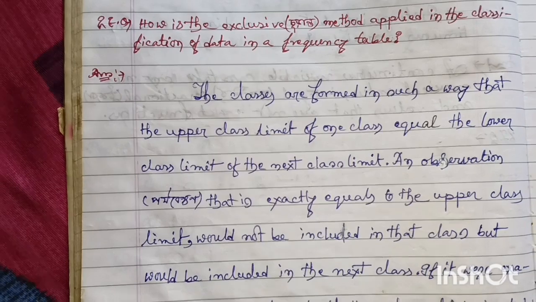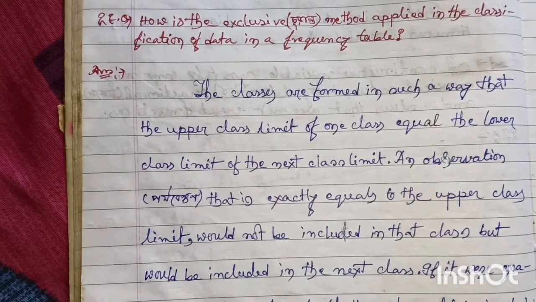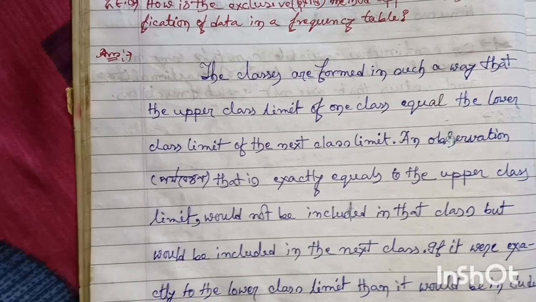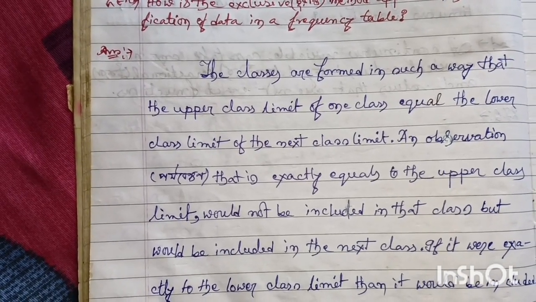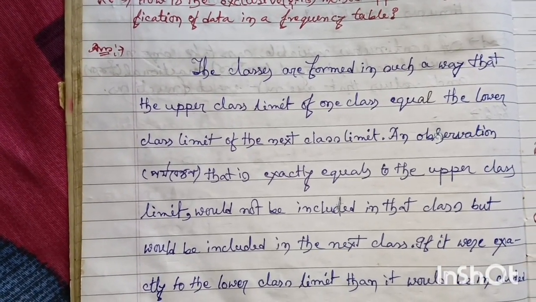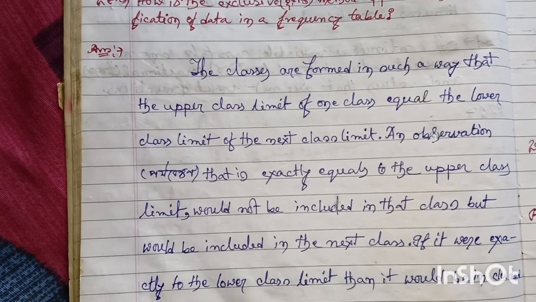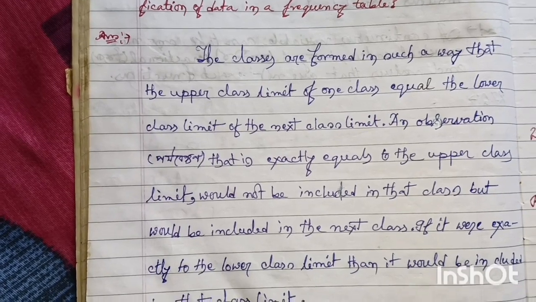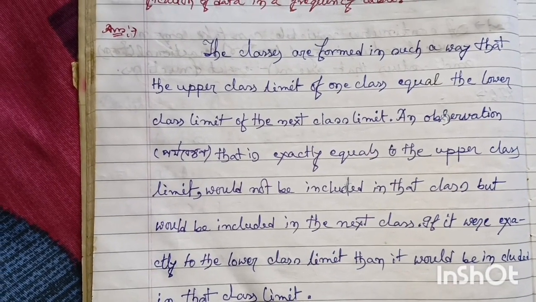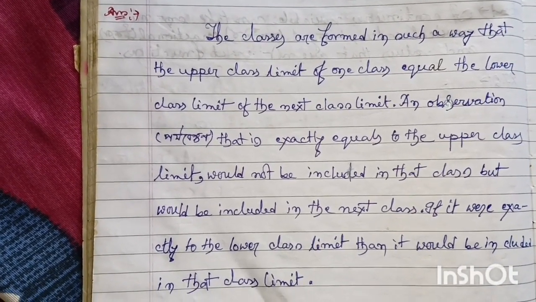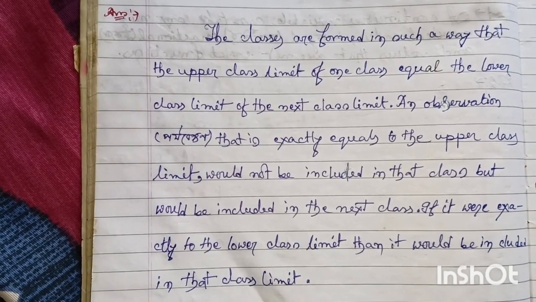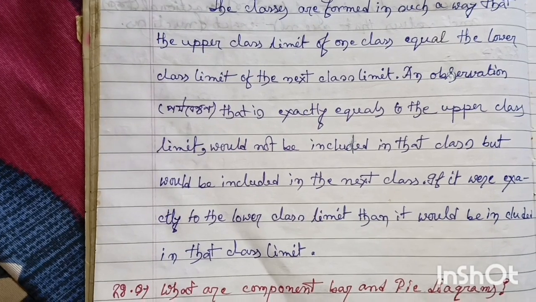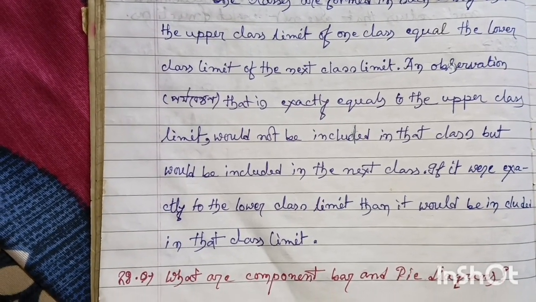The classes are formed in such a way that the upper class limit of one class equals the lower class limit of the next class. An observation that is exactly equal to the upper class limit would not be included in that class but would be included in the next class. If it were exactly equal to the lower class limit, then it would be included in that class.